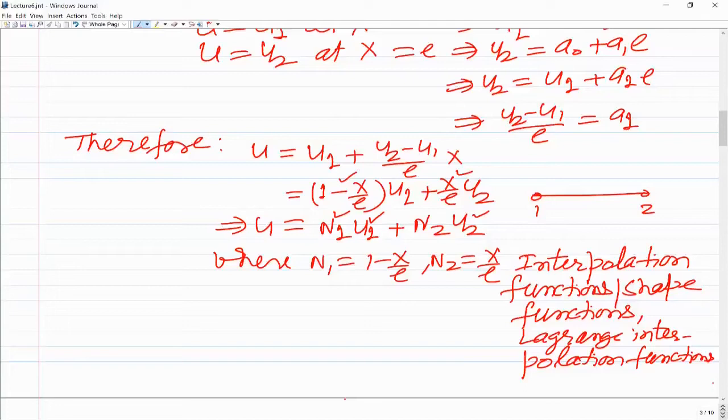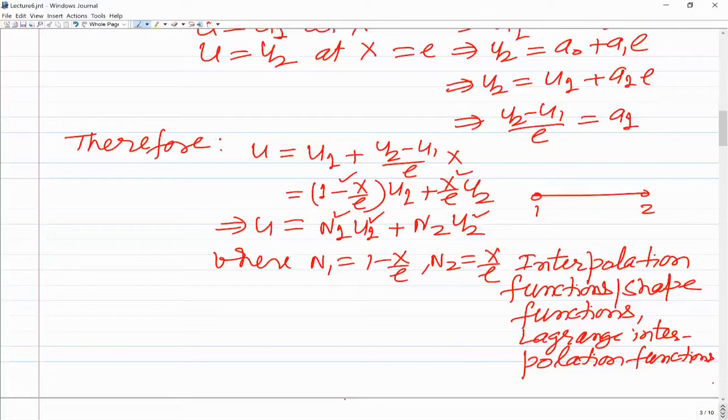So they are used to interpolate, or find the values of u, anywhere between nodes 1 and 2. That is why they are called interpolation functions, because they are used to find displacement u anywhere between node 1 and 2. They are also known as shape functions because they determine the shape of u variation along the element from node 1 to node 2.